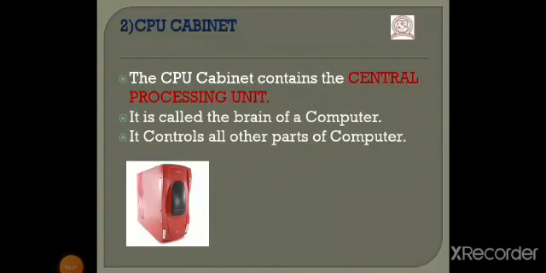Children, the picture shown below is the CPU cabinet. The CPU cabinet contains the CPU, Central Processing Unit. It is also called the brain of a computer. It controls all other parts of the computer.